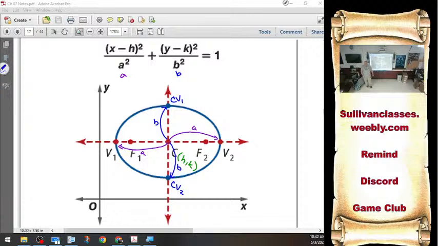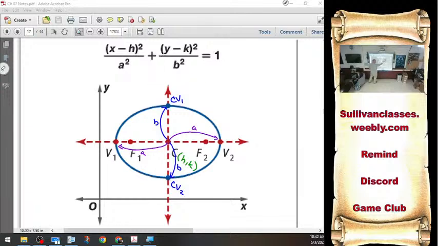Draw your potato. And I say draw your potato because let's be honest, if I said here's your center, here's your vertex, vertex, covertex, covertex, most of us, when we draw that, it kind of just looks like a potato. Or like Stewie's head. Okay.